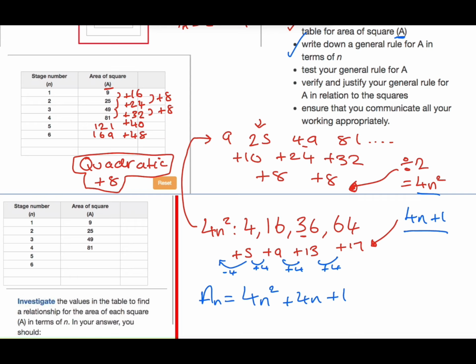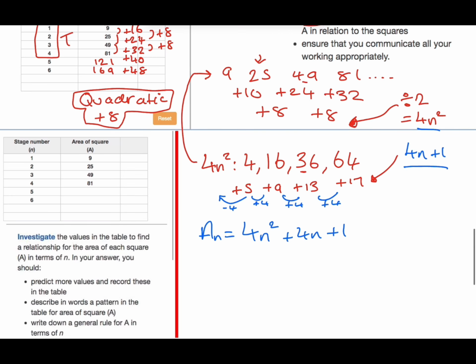Okay, now what we're going to do is test it and verify it. When they ask you to test something, you're going to put the numbers in that they gave you. So this is for test. You just need to put one in. You can put a couple in to see if it works.